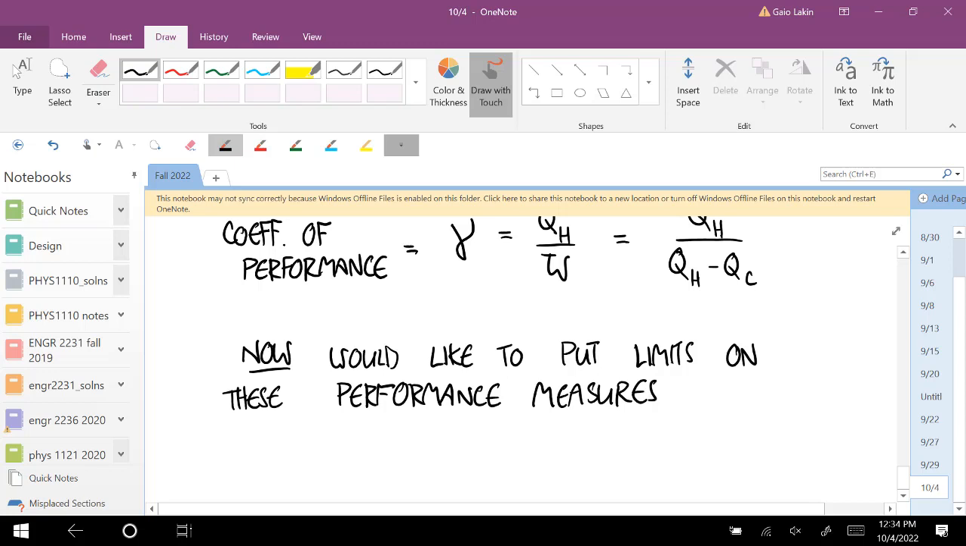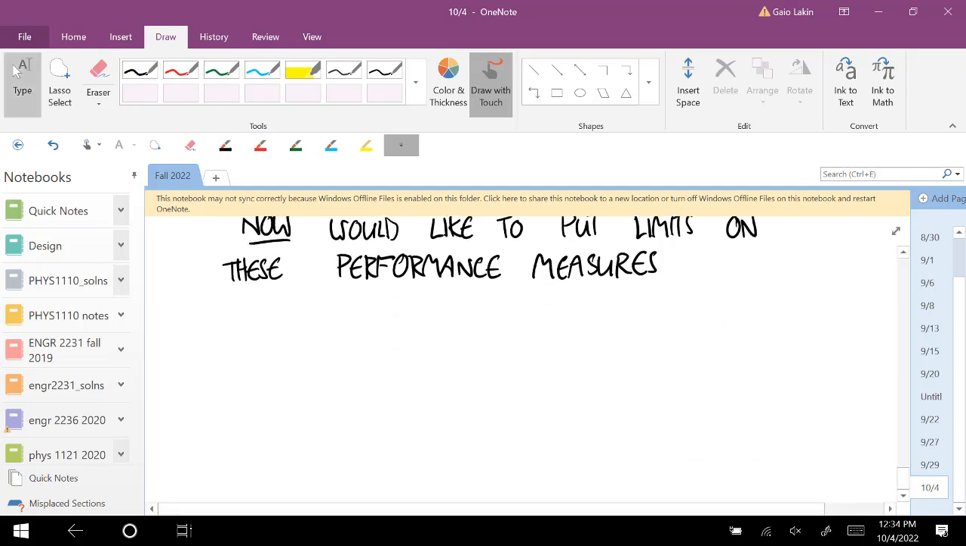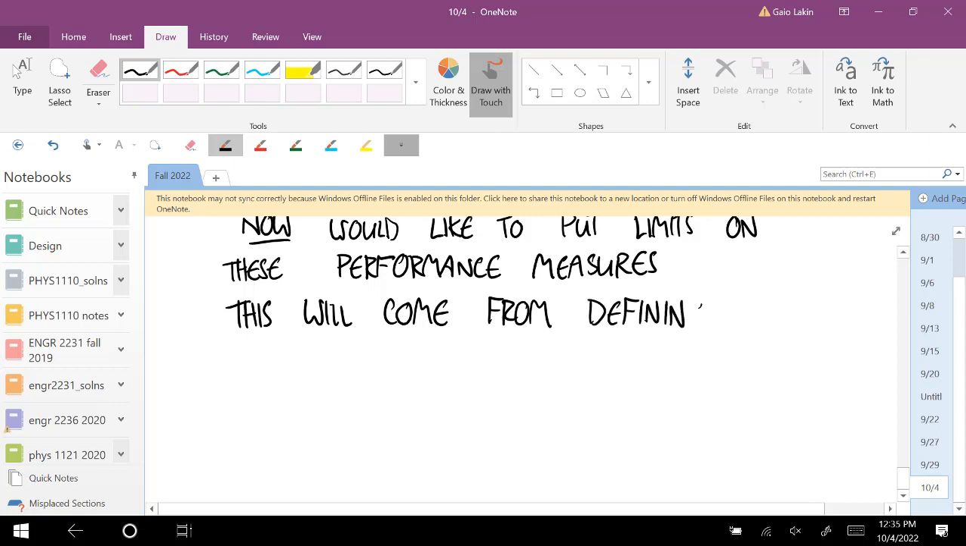And we're going to do that by defining reversibility and irreversibility, which is kind of going to be the thermodynamic equivalent of the way we're used to thinking about friction. It's just ways that energy is lost and there's nothing you can do about it and you can't get it back. So this will come from defining reversibility and irreversibility.